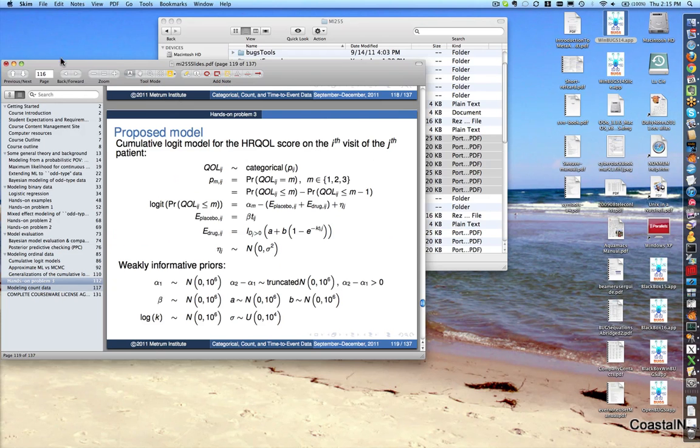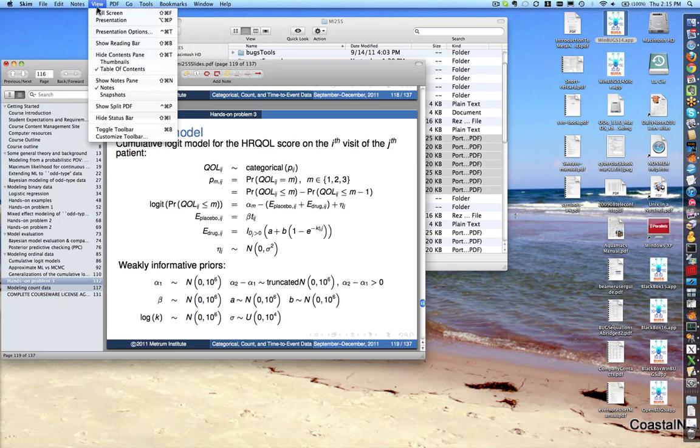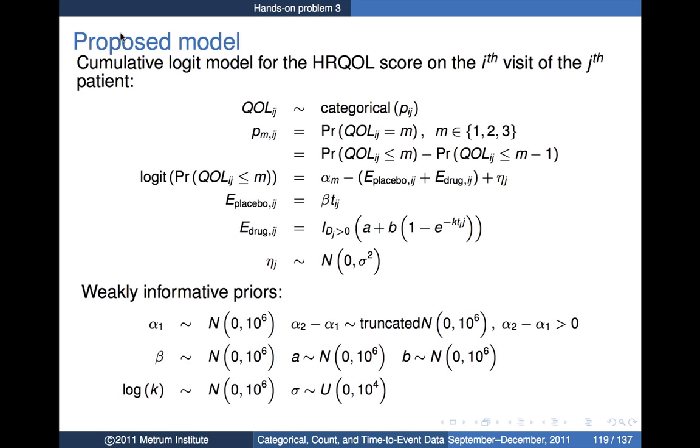Okay, so I've got a proposed model. Let's take a look over it again. It's going to be a cumulative logit model. Our likelihood for our QOL, and again, QOL is now going to take on values of 1, 2, or 3, for worse, unchanged, better, is going to be categorical.